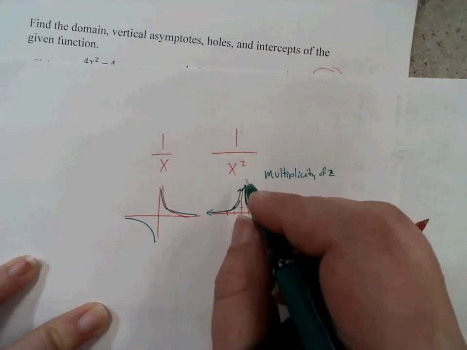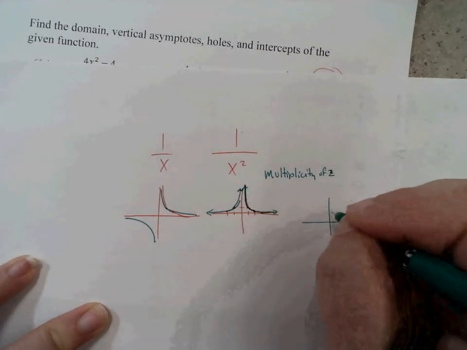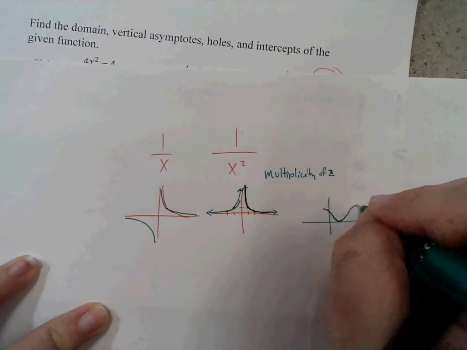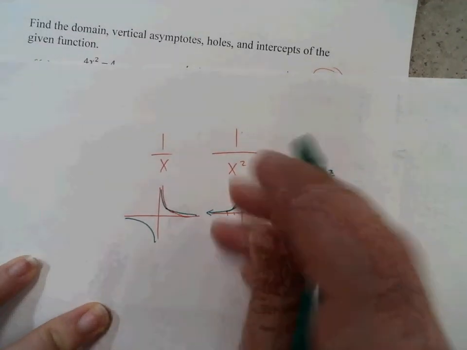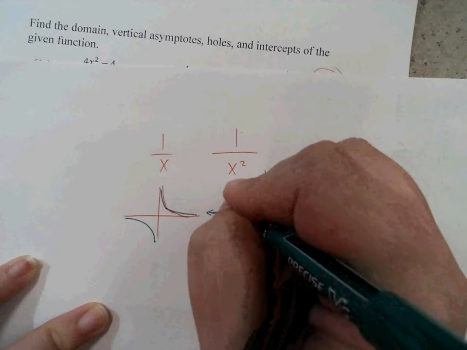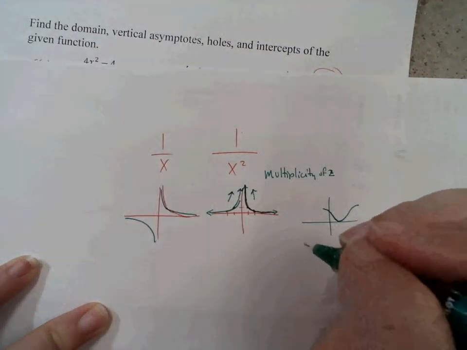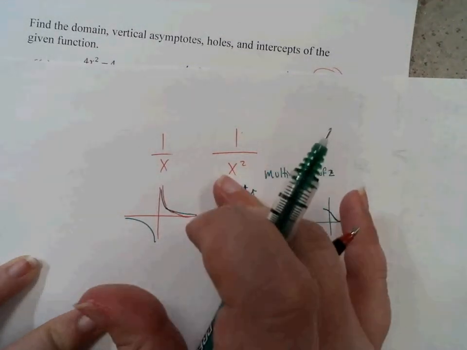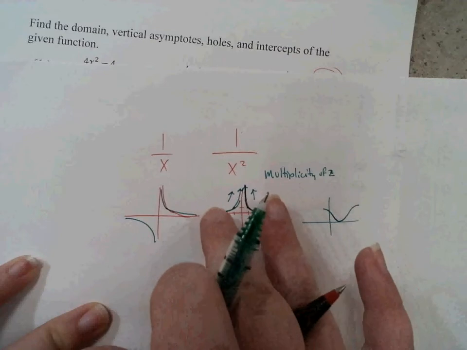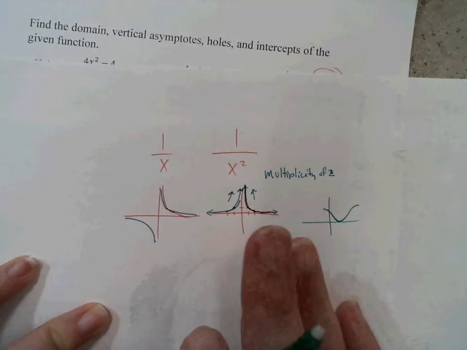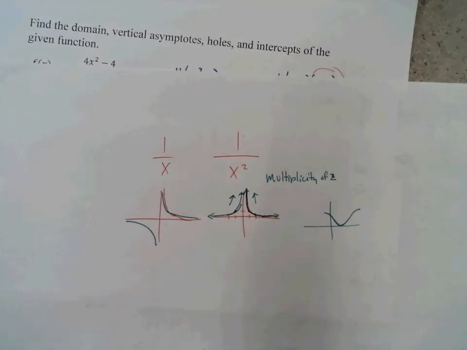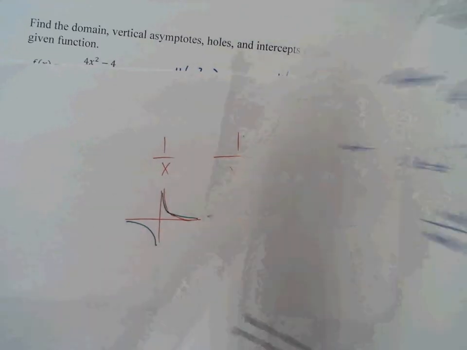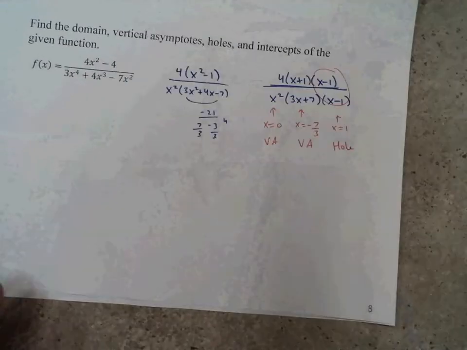That's an even multiplicity, which means it doesn't bounce like an x-intercept bounces, but it does do this thing where they both go in the same direction. So if one's going to positive infinity, so is the other side. If they go to negative infinity, then they both do. Okay, so it's kind of interesting, and we'll use that later on when we're actually sketching. But right now, it's just thinking about it.